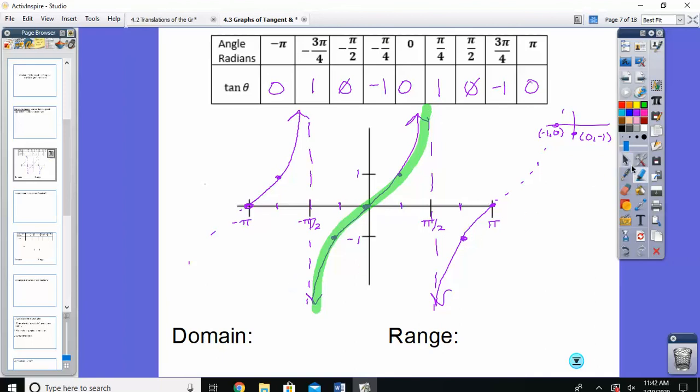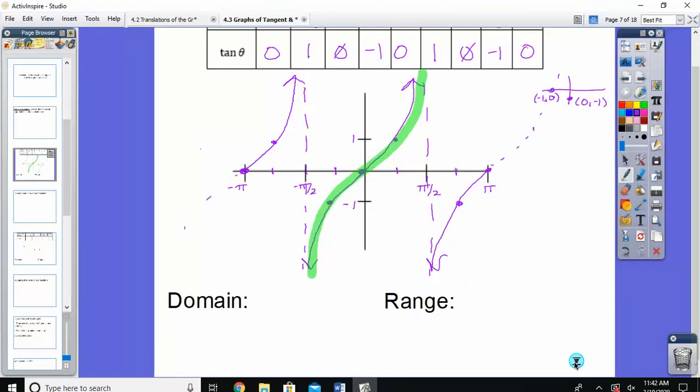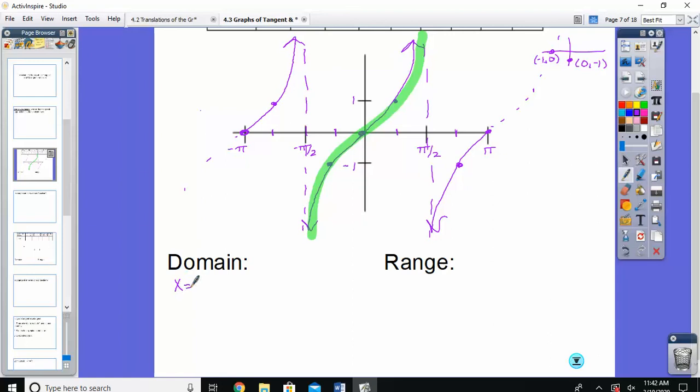Domain of this, what can x not equal? The negative pi over 2, positive pi over 2, this would keep going. I'm just going to start listing some values. Dot, dot, dot. It's like negative 3 pi over 2, negative pi over 2, pi over 2, positive 3 pi over 2, and the pattern keeps continuing. Basically, all of those values, we get a vertical asymptote.